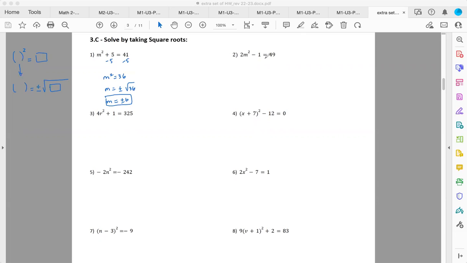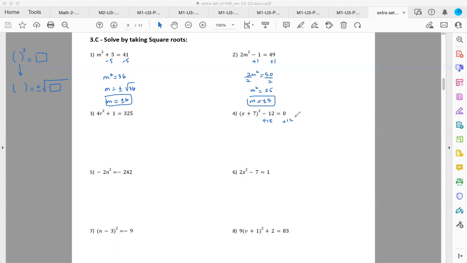Let's try something else. Let's try number 2, which is easy also. Add 1, add 1. You get 2m squared is equal to 50. Then divide by 2. Remember, you have to get the item squared. You cannot have 2m squared. You're not solving for 2m squared. You're solving for m. So you need to get rid of the 2, and that gives you m squared equals 25. And therefore, m is going to be plus or minus the square root of 25, which is plus or minus 5.